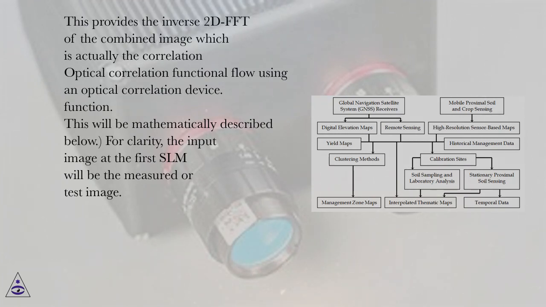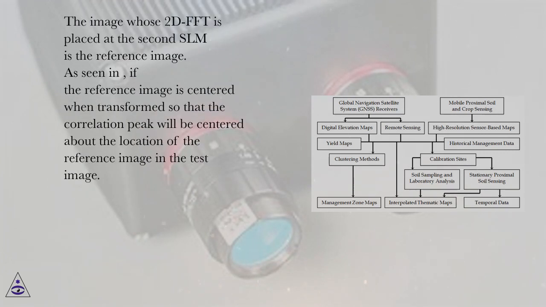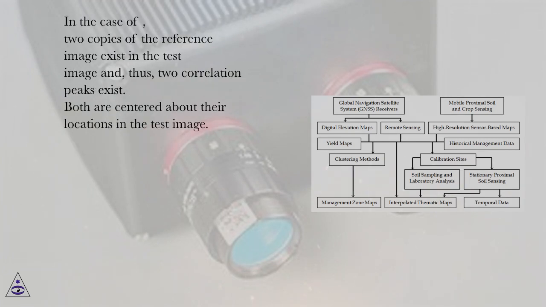For clarity, the input image at the first SLM will be the measured or test image. The image whose 2D FFT is placed at the second SLM is the reference image. As seen in the figure, if the reference image is centered when transformed, the correlation peak will be centered about the location of the reference image in the test image. In the second case, two copies of the reference image exist in the test image and, thus, two correlation peaks exist. Both are centered about their locations in the test image.